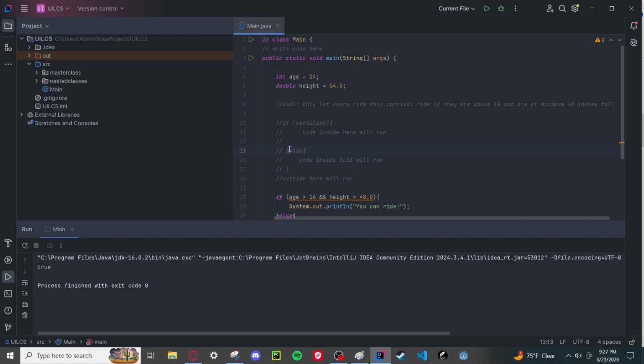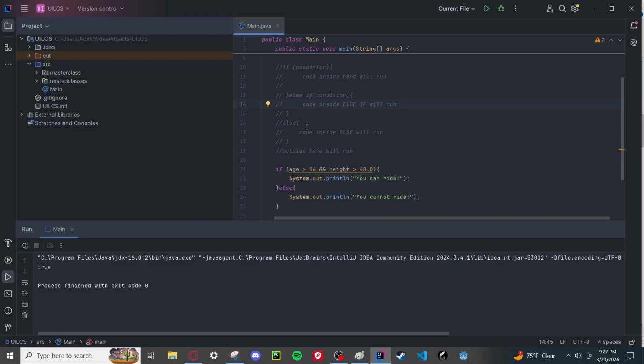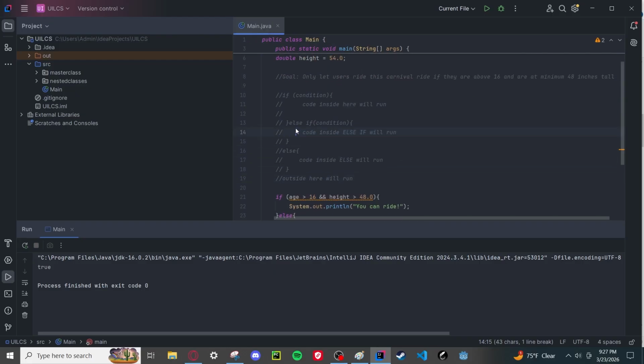Then you can also have an else if. An else if is pretty self-explanatory. It's saying, if my initial condition is false, check if this second condition is true. If it's true, then code inside else if will run. Otherwise, move on to else, run that, and then outside code will run. And you can have as many else ifs as you want.